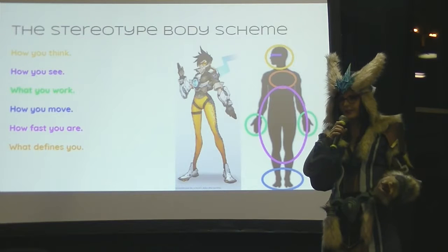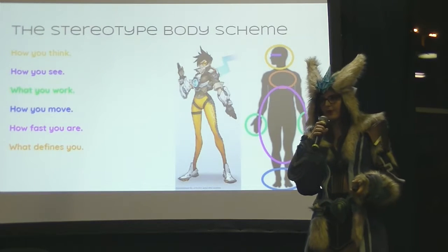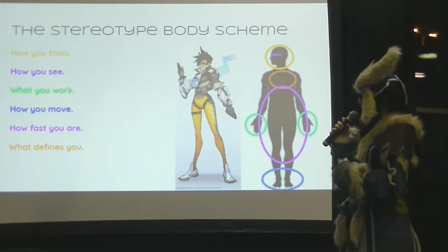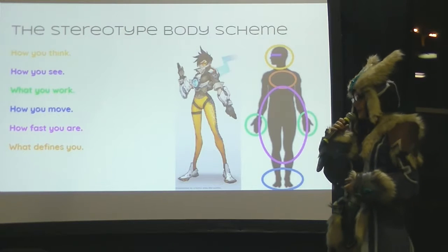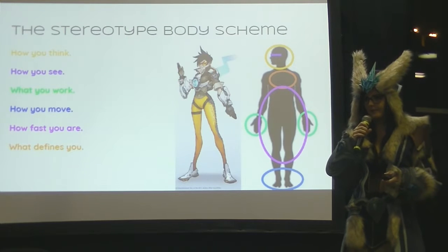Another part would be the feet. The feet show mostly how you move. So when we have now here the picture of Tracer from Overwatch, she's a very good example. She has these training shoes, and we know she's moving fast and sporty.